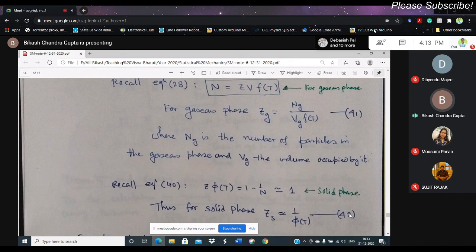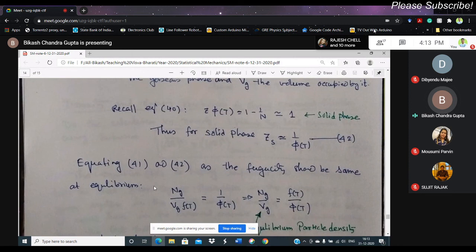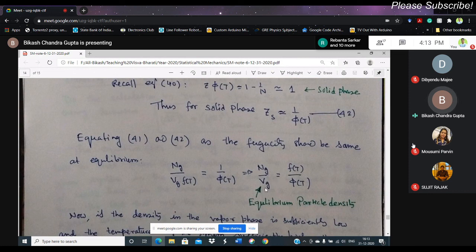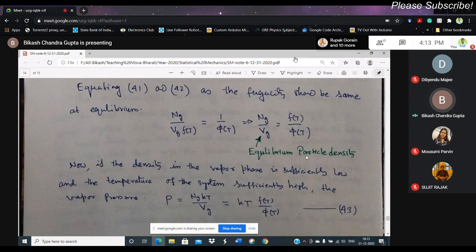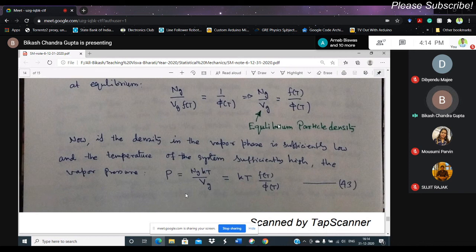Now you see, if these two phases coexist, that means they are in equilibrium, then the fugacity for both should be the same, right? And therefore this should be equal to this, equating equation 41 and equation 42, as the fugacity should be the same at equilibrium. So N_g by V_g f(T) equals 1 on phi(T), and therefore N_g by V_g equals f(T) by phi(T), the equilibrium particle density. Now, if the density in the vapor phase is sufficiently low and the temperature of the system is sufficiently high, then the vapor pressure P equals P V by kT, that is, P equals N k T by V_g.